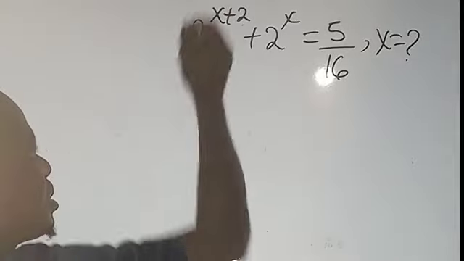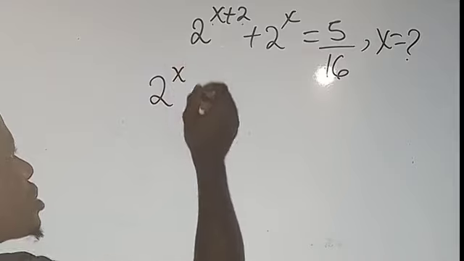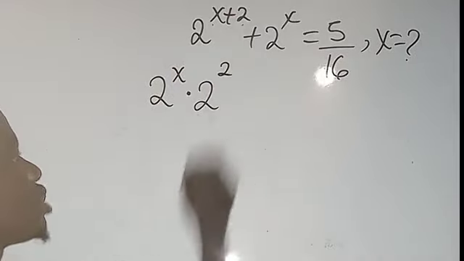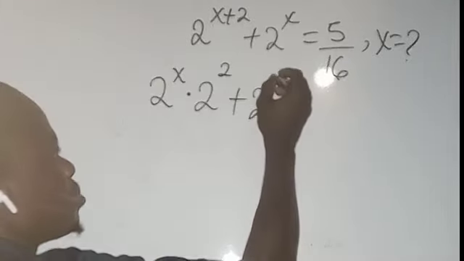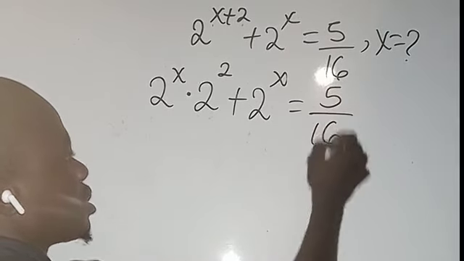Now I can rewrite this as having 2 to the power of x, now multiply by 2 to the power of 2. That is from the law of indices. Then plus 2 to the power of x, then equals 5 divided by 16.